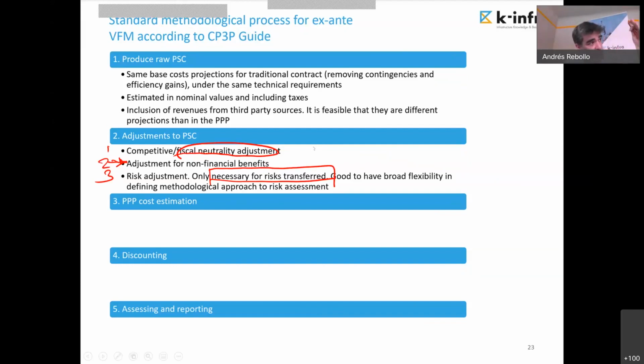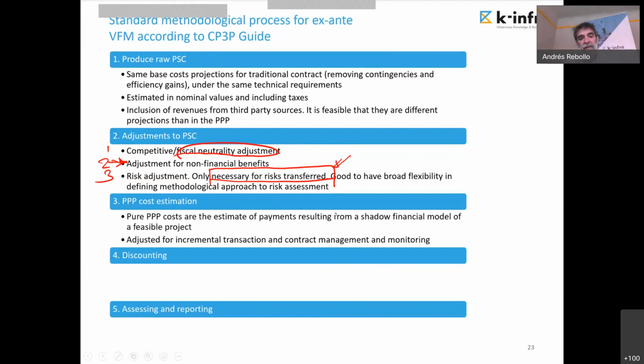If I am adding the value of 3 here and I am adding the value of 3 there, it's not creating or destroying value for money. So for that reason, in the CP3P guide and in many methodologies, you just consider the value of the risk transfer in the PPP in this adjustment. Then let's have the PPP cost estimate.